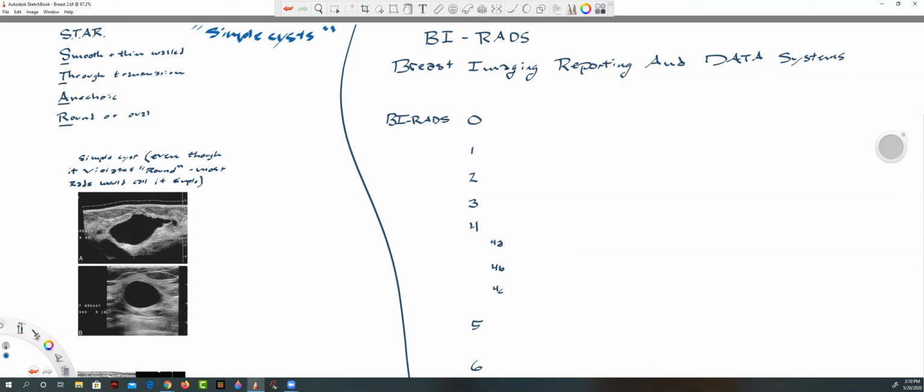And then the very first image I have breaks one of these rules. It is thin walled. You don't really see much of a wall at all. It just goes from cyst to tissue. Through transmission, yeah, you're definitely seeing through transmission on the second image. These are both the same cyst, believe it or not. It's just that the more round one is probably caught at right about that level or so.